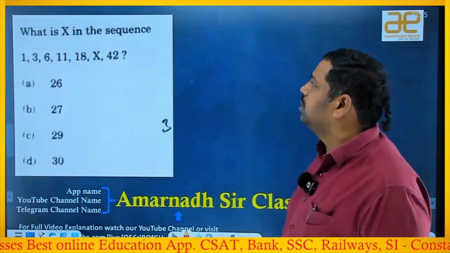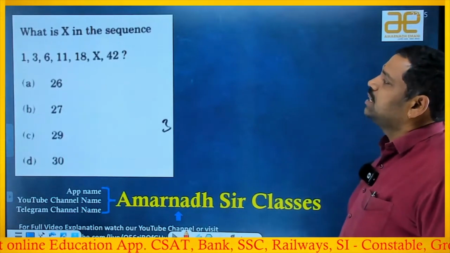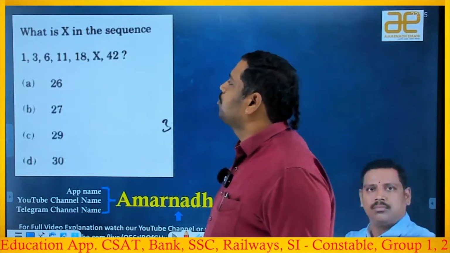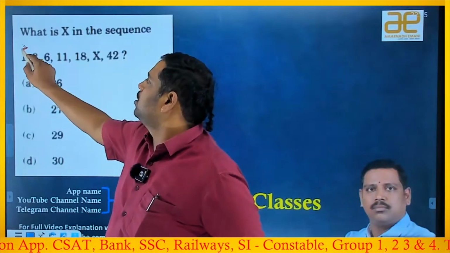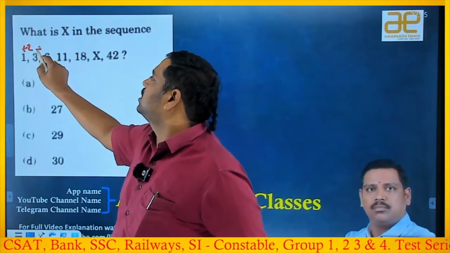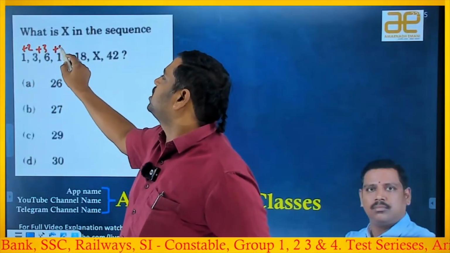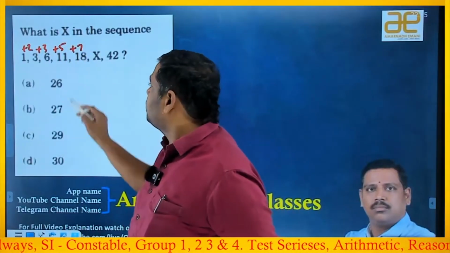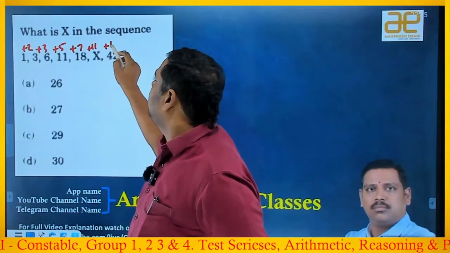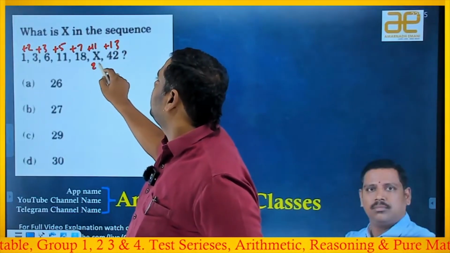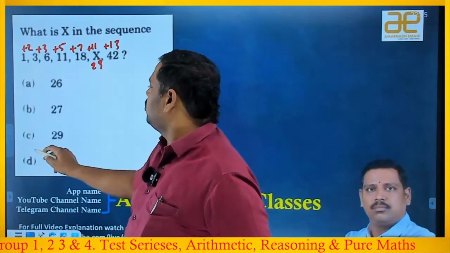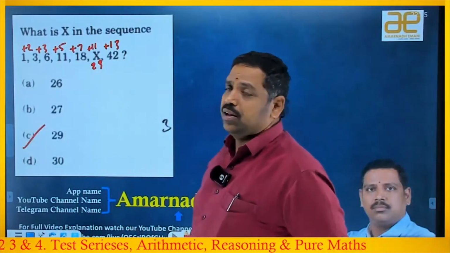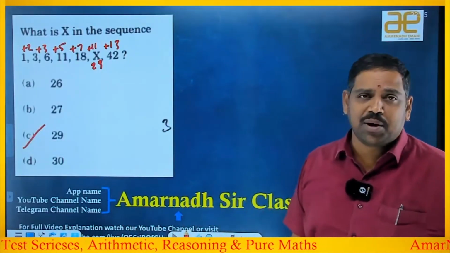Okay. Let's see the next beautiful one. What is X in the sequence? It's a funny question if you observe. Easiest question in the paper. 1 to 3 plus 2. 3 to 6 plus 3. 6 to 11 plus 5. 11 to 18 plus 7. 2, 3, 5, 7 are prime numbers. So the next prime number is 11 and the next one should be 13, right? 18 plus 11 is 29. Plus 13 is 42. Satisfied. So the answer is 29. Okay. So it is the easiest question in the paper, right?